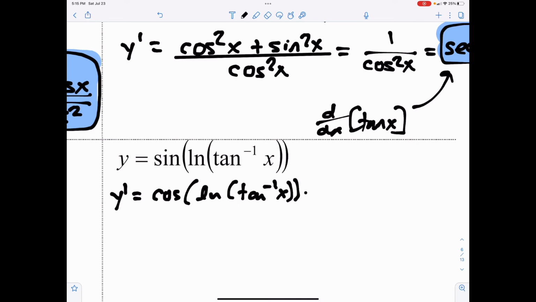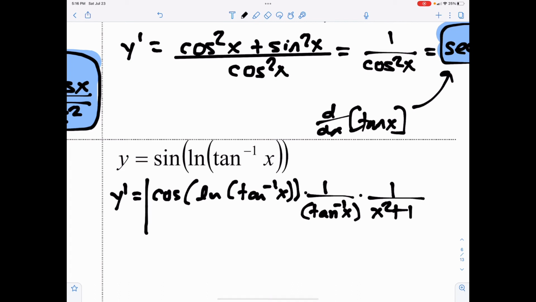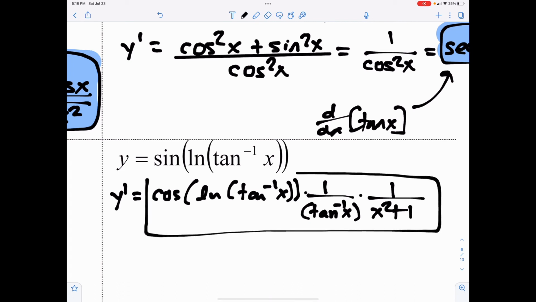Now the derivative of natural log is 1 over x, or I should say 1 over u. We let u be this other inside term, the arctan of x. So it's 1 over arctan of x, times, finally, the derivative of the last inside function, the arctan of x, which is 1 over x squared plus 1. I would say don't worry about trying to rewrite or simplify that one. Let's leave it as is.